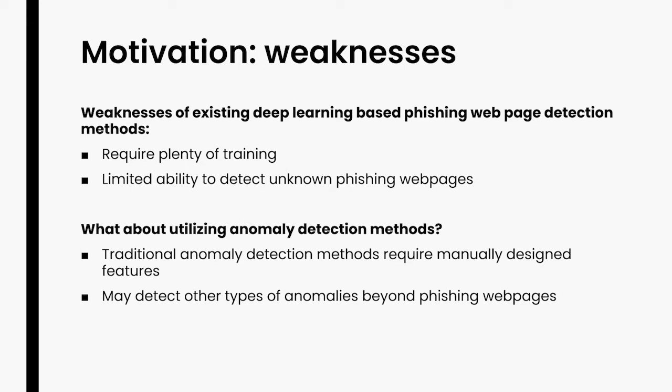But applying anomaly detection to phishing web page detection faces several challenges. Traditional anomaly detection methods require manually designed features, which is less effective compared to the deep learning-based method. Also, there exist several types of anomalies in web pages. Existing anomaly detection methods may detect other types of anomalies beyond phishing web pages.